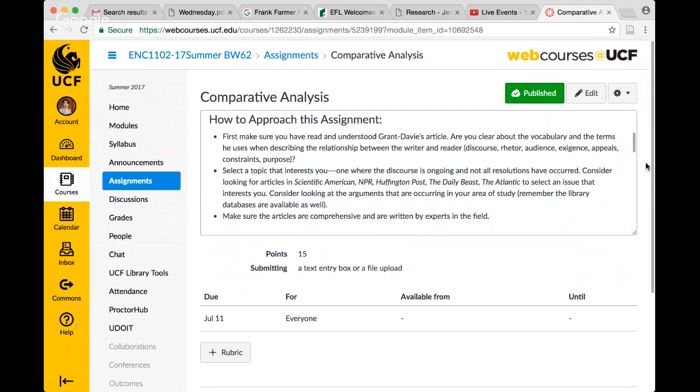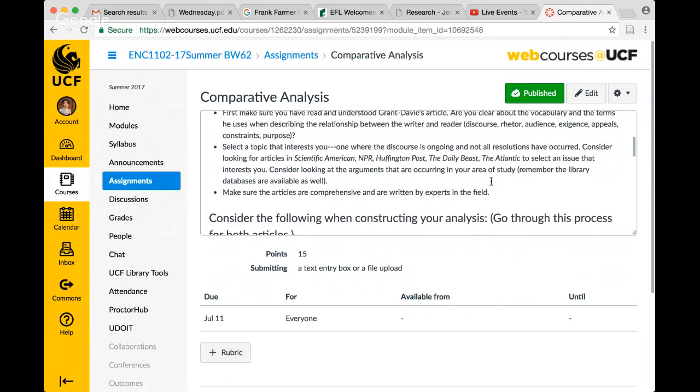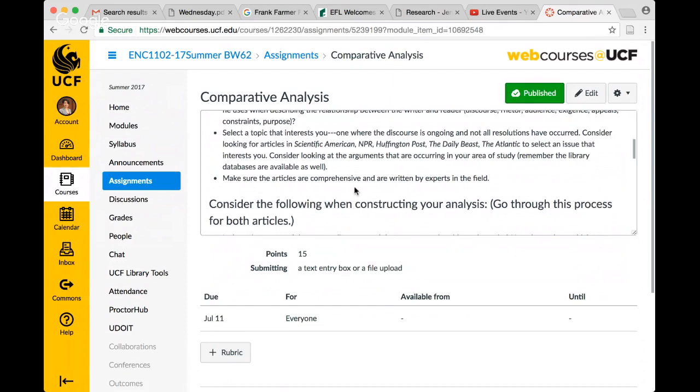So I suggest something that is current, interesting to you, possibly has something to do with your major area of study. There's some recommendations for where to look here. And if all else fails and you have considered a topic you're not sure about, email me. Ask me if this topic is okay, or send me links to the articles to double check with me if you're unsure. Make sure the articles are comprehensive and are written by experts in the field.